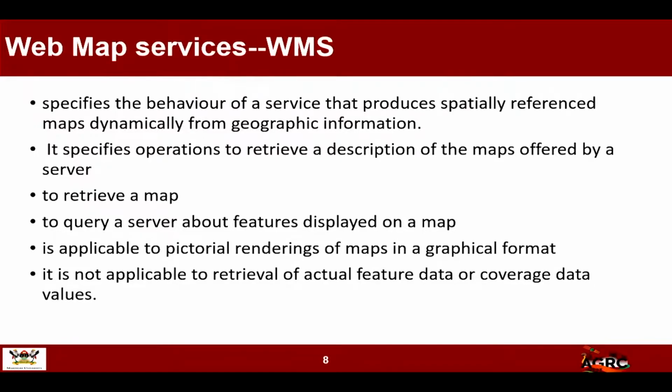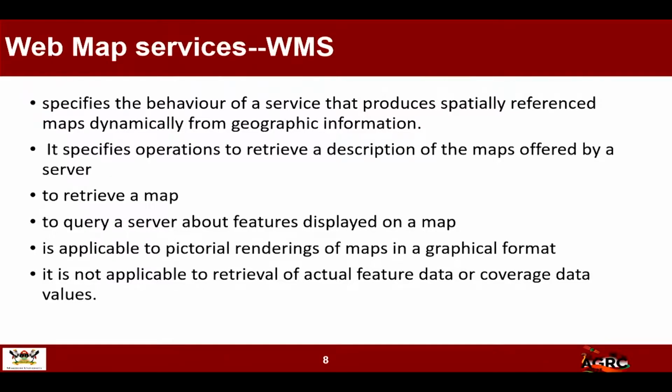Now, once you already know what the server is capable of giving you, then you are at liberty to ask the server to get you the map. So you ask the server, can you get me the map? So you retrieve the map, and that map, like I told you, has a spatial reference system, but the moment you download it, it will become just a picture. The best you can do with it is just overlay other layers on top of it.